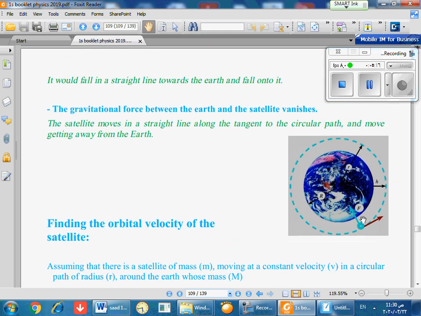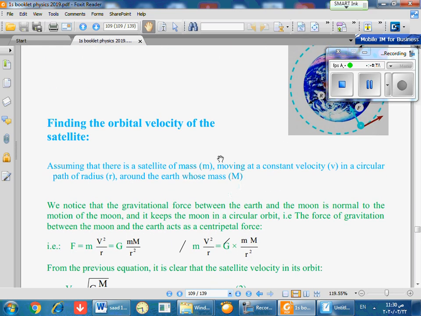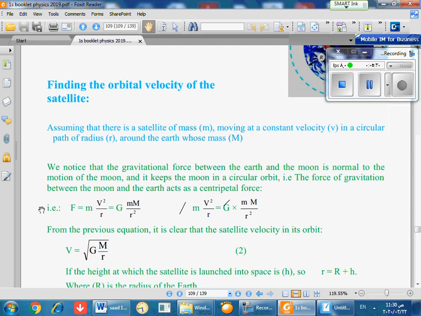The satellite revolves around the Earth like this. So it has a centripetal force m v squared over r, and it is attracted towards the Earth by a gravitational force Fg, which equals G M m over r squared. We can equate these two forces from the following relation: F equals m v squared over r, the centripetal force, and equals G M m over r squared, the gravitational force.